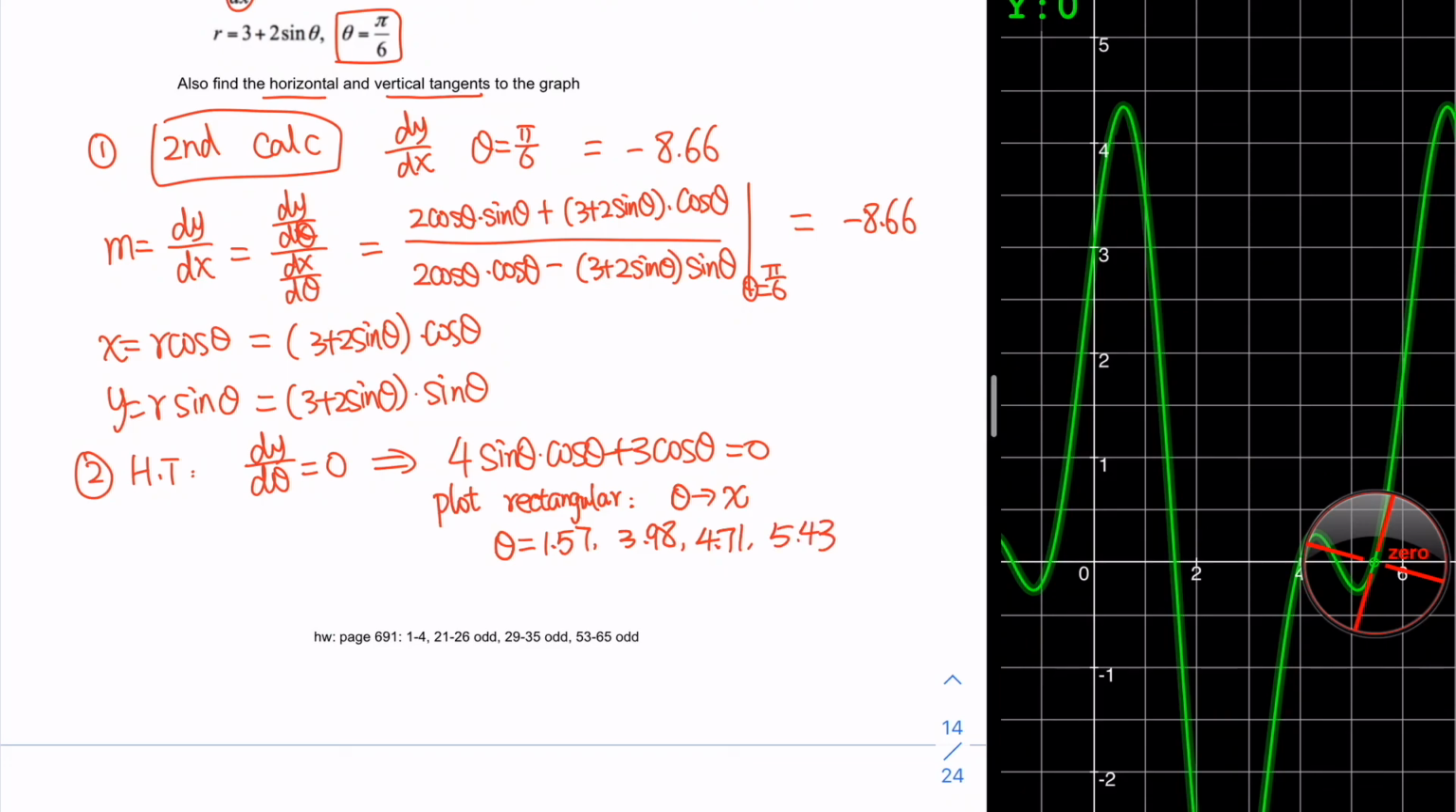And also for the vertical tangent, we set dx over d theta equals 0. We get two solutions, theta equals 0.439 and 2.702.